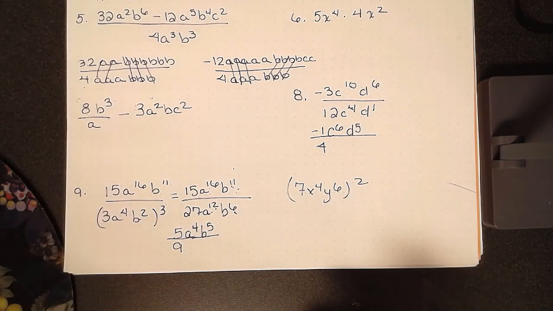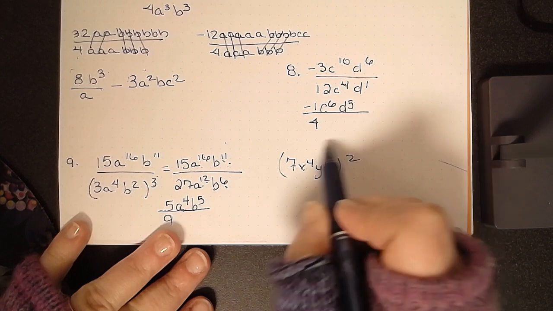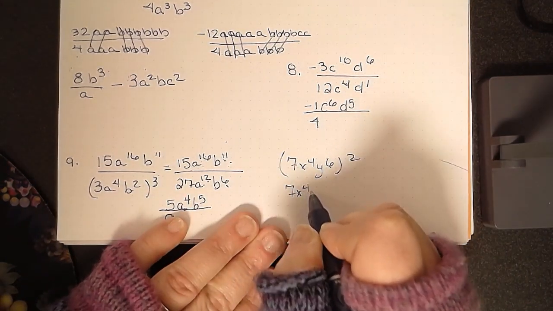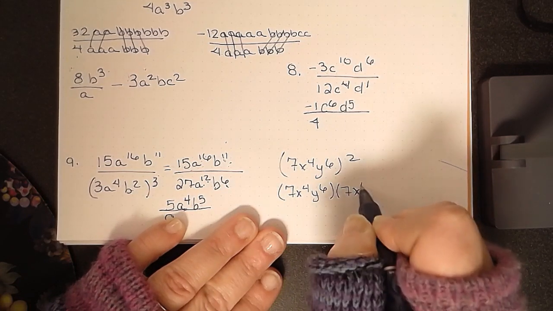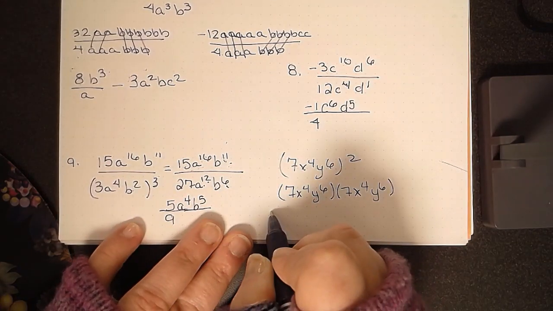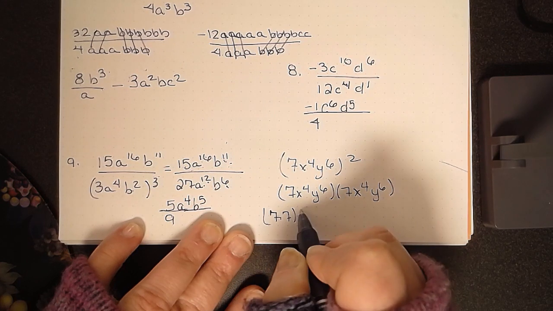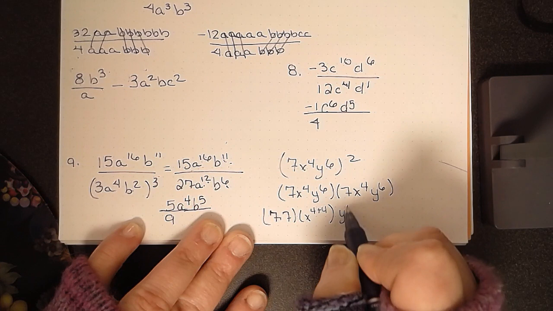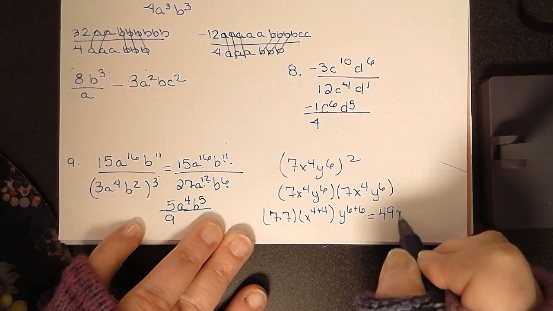So one last one. We're going to square this whole thing. Remember, it's the same as multiplying it by itself. So what I do is I get 7 times 7, x to the 4 plus 4, and y to the 6 plus 6. So that's 49, x to the 8th, y to the 12th.